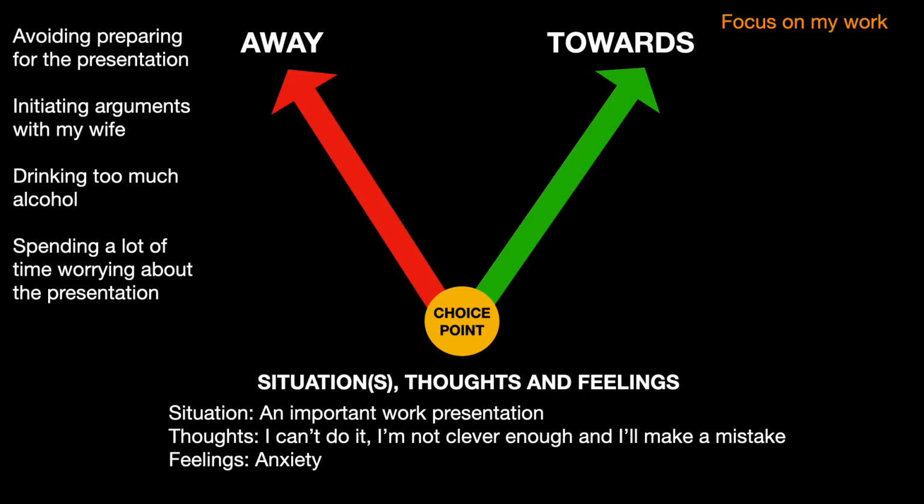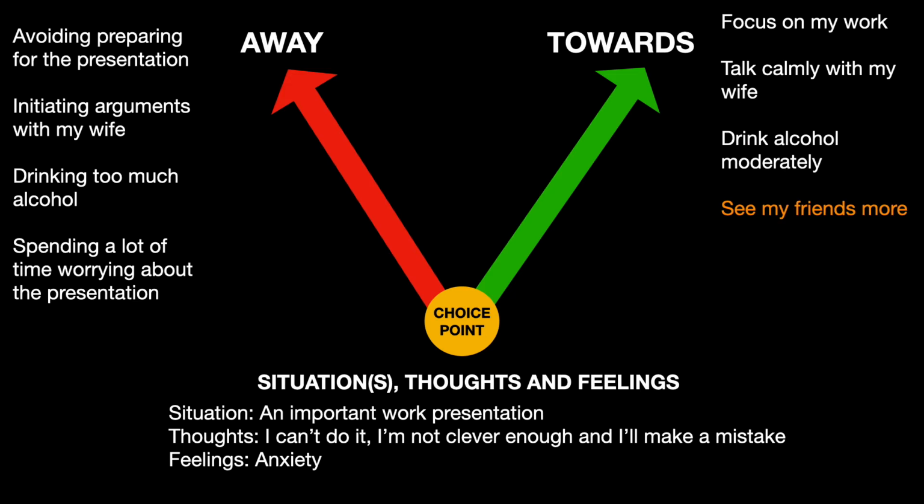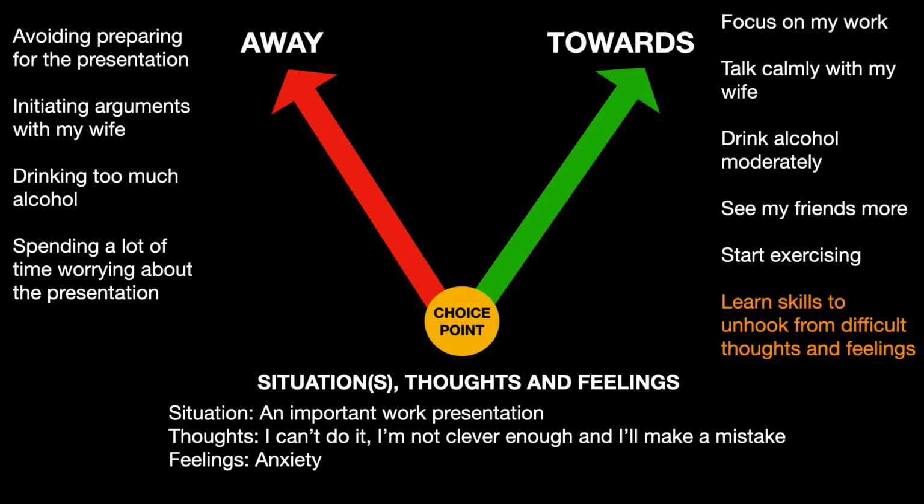Malcolm and his therapist then explore his towards moves. The therapist helps him identify his values, what really matters and what sort of person he wants to be. He's also asked to consider the actions that would help him to change his situation for the better. Malcolm writes, focus on my work, talk calmly with my wife, drink alcohol moderately, see friends more and start exercising again. He also identifies it would be helpful to learn skills to unhook from his difficult thoughts and feelings.